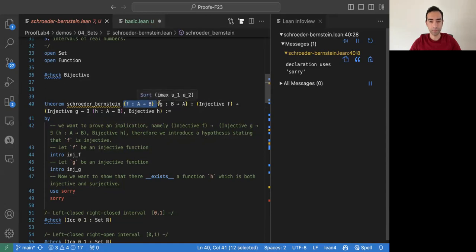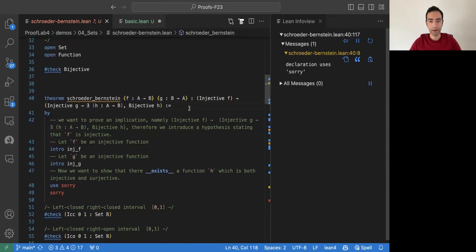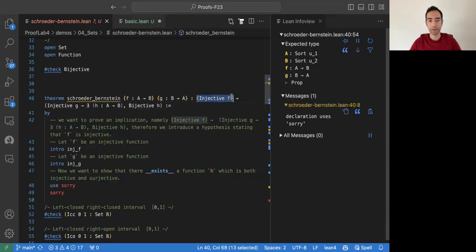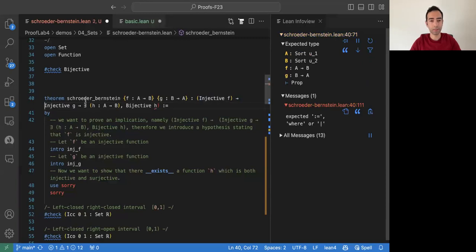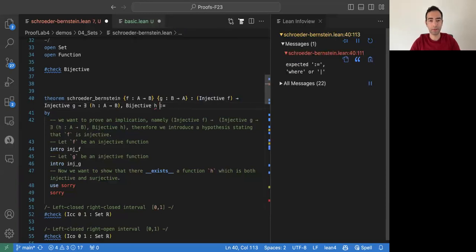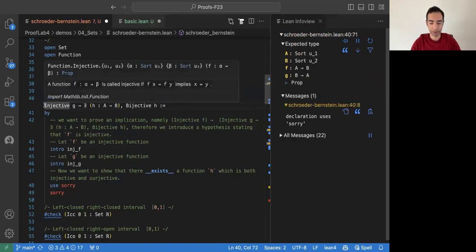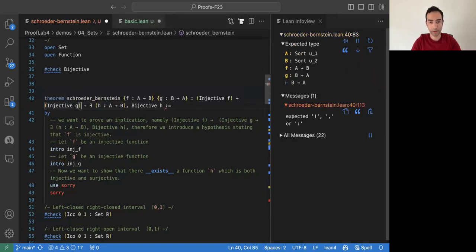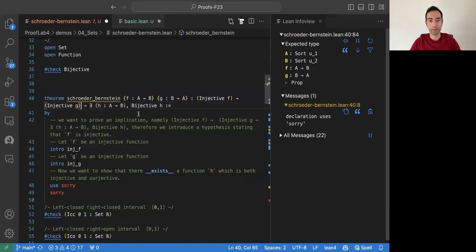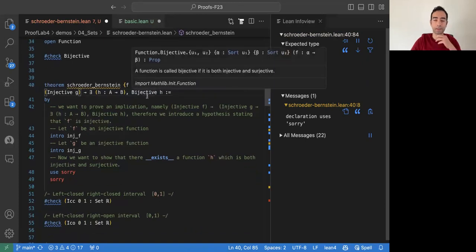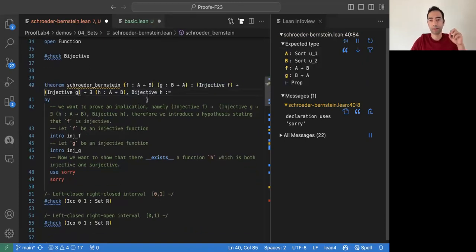And then it says if f is injective and if g is injective, we really don't need brackets here. I mean, no harm, but we don't need it necessarily. Right, so if f is injective and if g is injective, then there exists a function from a to b which is bijective, right? And let's recall that bijective means being injective and surjective.